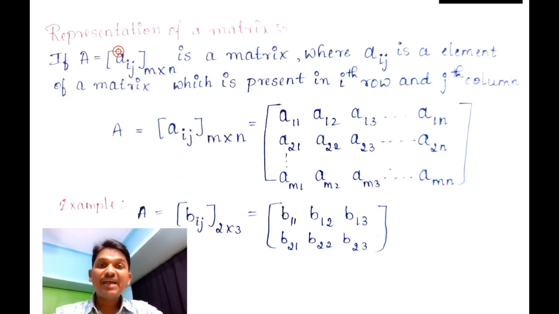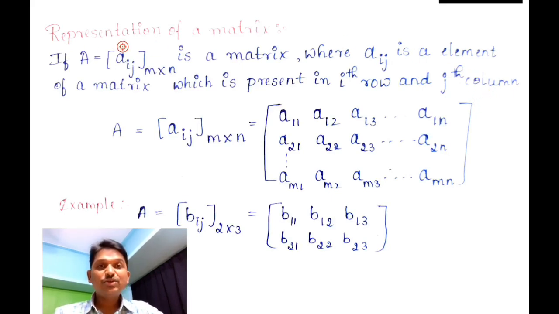A is a matrix Aij of order m by n. What are they saying here? This is a matrix, and they are saying something about Aij. Aij is an element of a matrix which is present in the ith row and jth column.